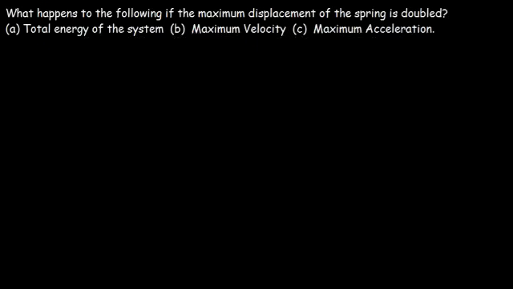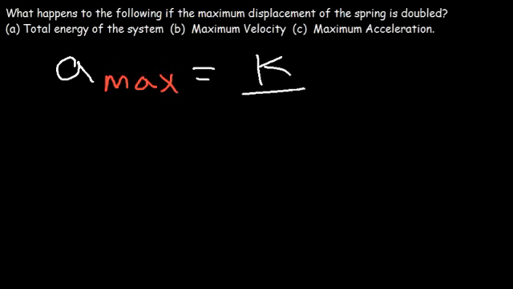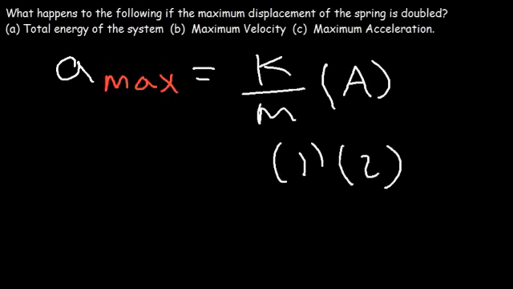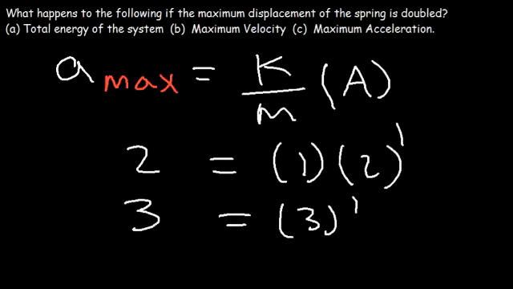Now what about part C, the maximum acceleration? The equation that we wrote for that is this equation. The maximum acceleration is equal to K divided by M times the maximum displacement. So if you double the value of the maximum displacement, the acceleration will increase by a factor of 2. If you triple it, the acceleration will triple. If you reduce it by 1/2, the acceleration will reduce by a factor of 2.